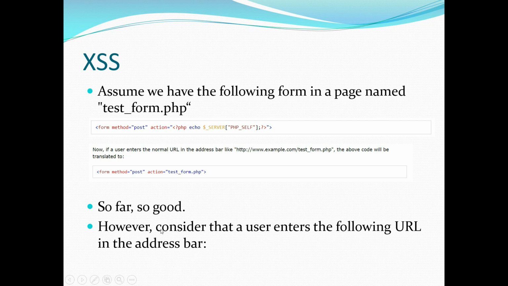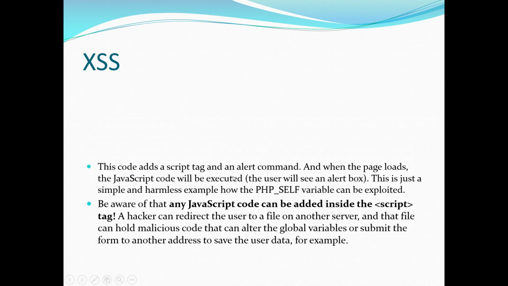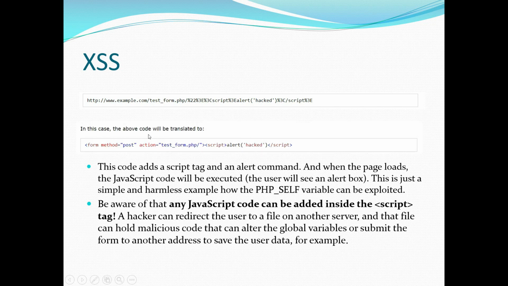If the user enters the following URL in the browser, that is the domain name localhost, then the form name, and after that something like %22%3E%3C, this is the attacker. For example, the user enters the following URL in the browser to attack or hack our server. So what it means is that the above code will be translated to a script.